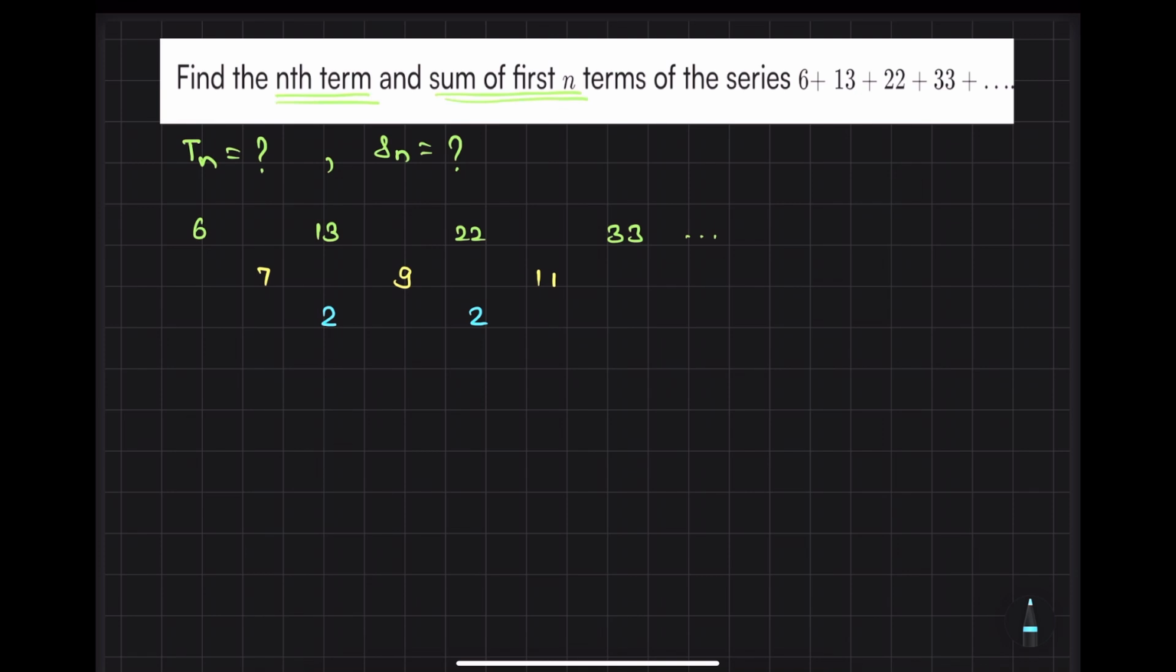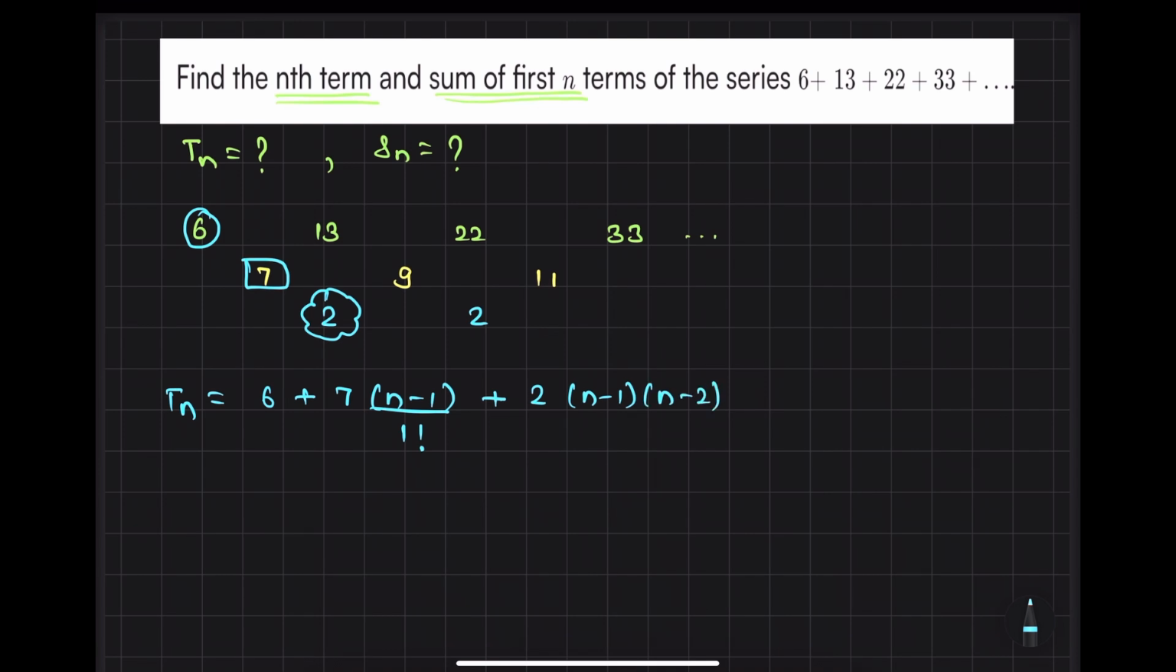So we can write down the formula for Tn. How will we write it? We write the first term, 6. Now we write the second term, 7, and then n minus 1, and we wrote one component extra, so 1 factorial. Plus we write 2, then (n minus 1)(n minus 2) by 2 factorial. Now you can simplify things to get the formula for Tn.